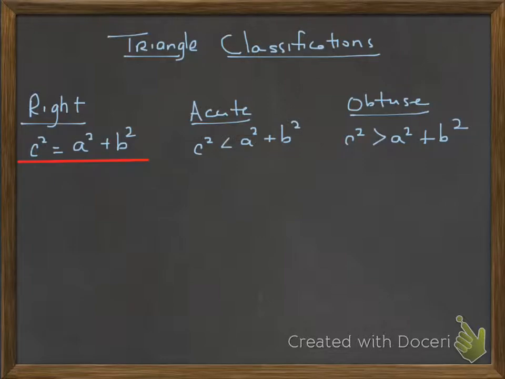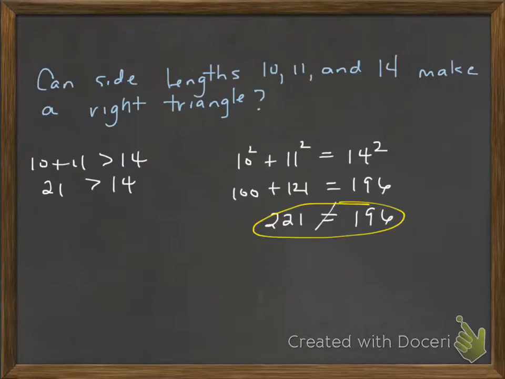If we have an acute triangle, your c squared will be less than your a squared plus your b squared. If you have an obtuse triangle, you're going to have a c squared that's greater than your a squared plus b squared. So let's go back for just a second.